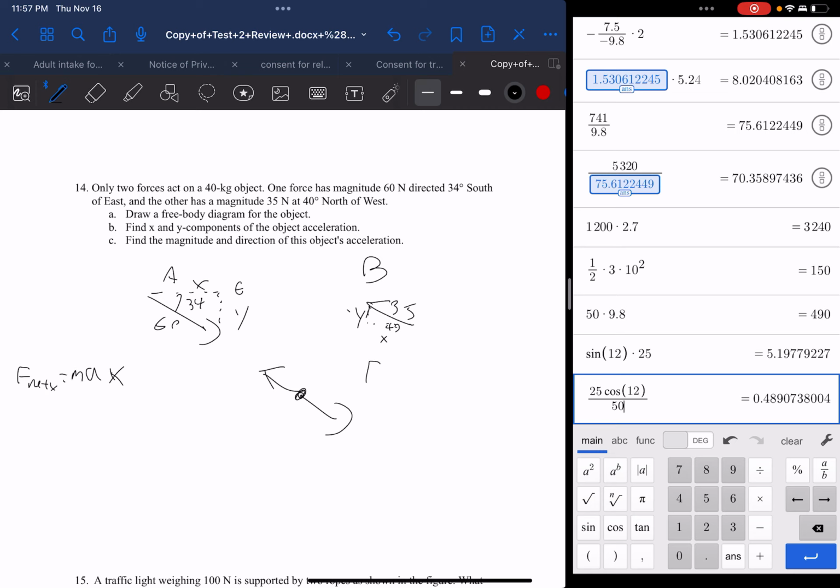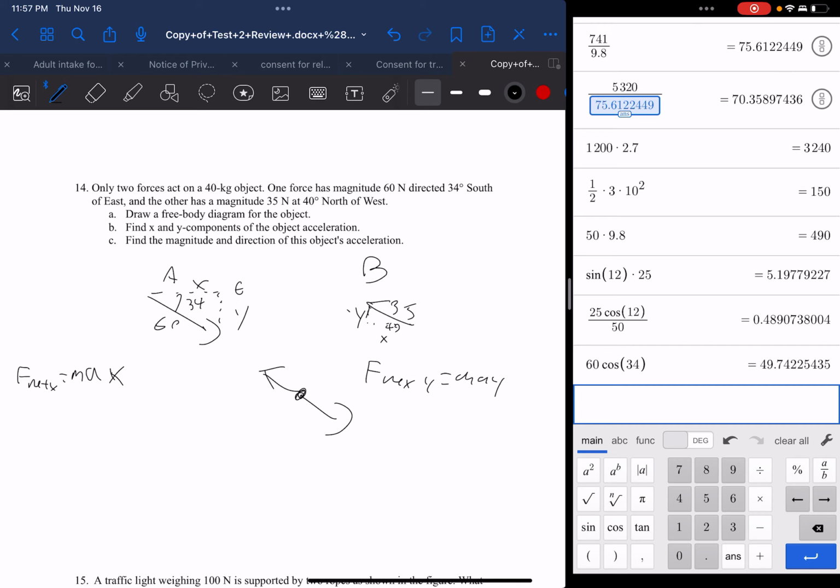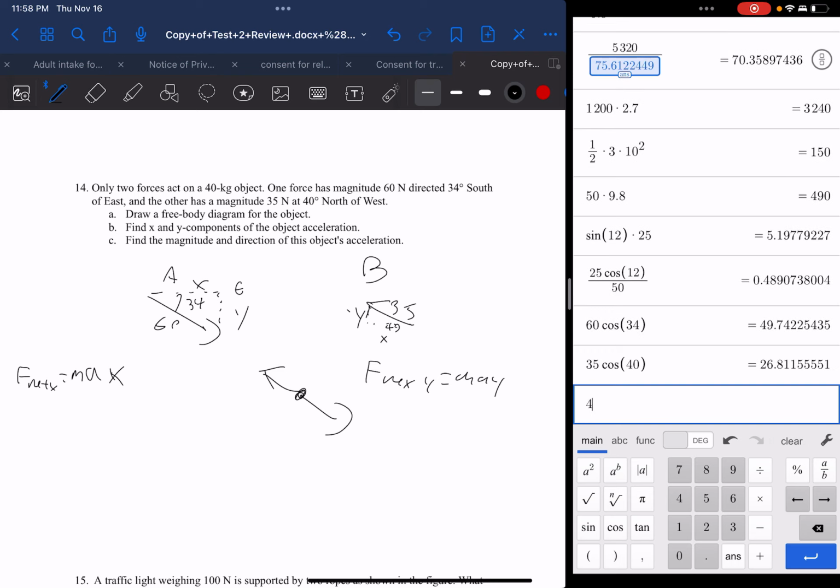max, and F net y equals may. So the net force in the x direction is this x component plus this x component. This x component over here is 60 cosine 34. This x component over here is 35 cosine 40. This guy's positive, this guy's negative, so we're going to do 49.7 minus 26.8. That is the net force.